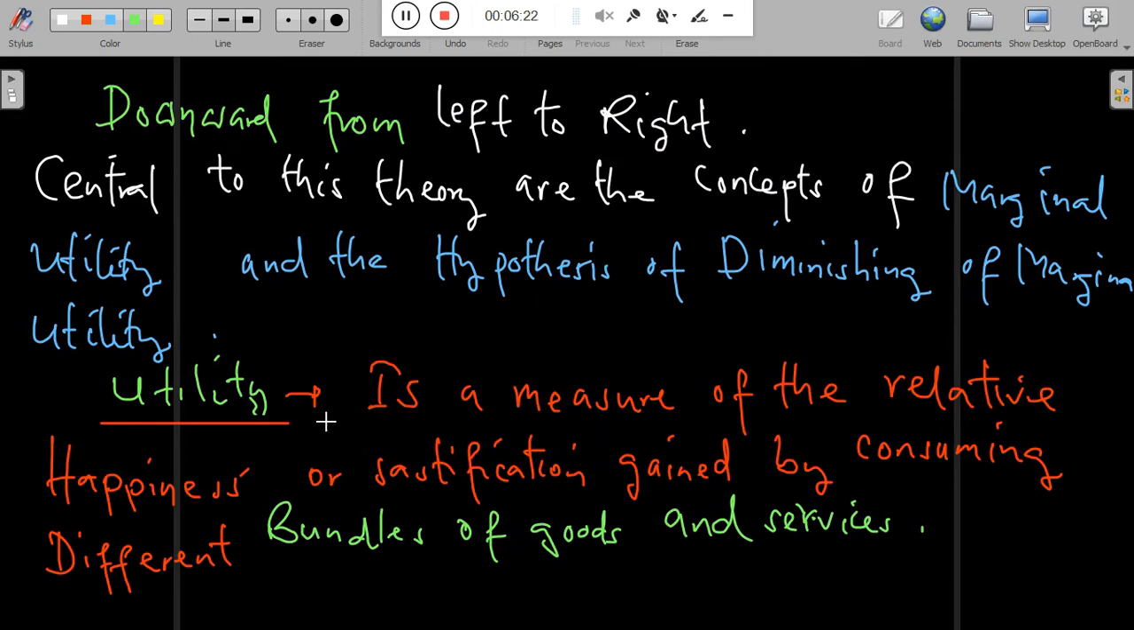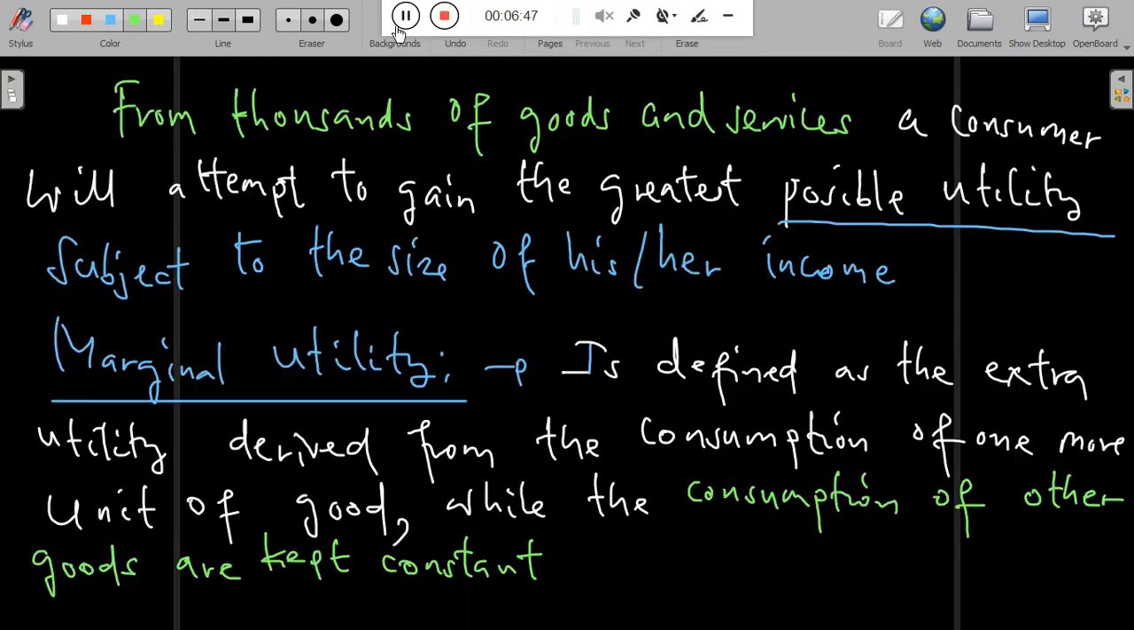So what is utility? Utility is the measure of the relative happiness or satisfaction gained from consuming different bundles of goods and services. It shows the gain an individual obtains after consuming a certain good or service. From the thousands of goods and services, a consumer would attempt to gain the greatest possible utility subject to the size of his or her income. Depending on the amount of consumption an individual makes, the utility obtained can be measured.